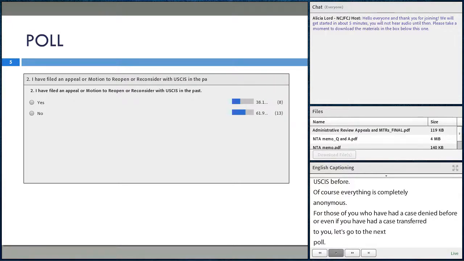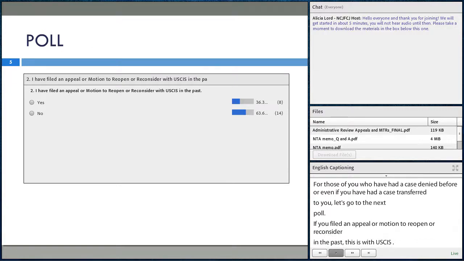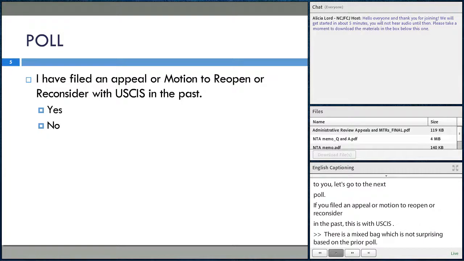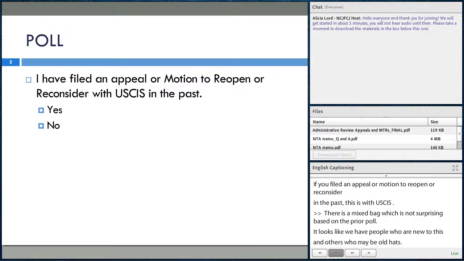Okay. So still a bit of a mixed bag, which is not surprising based on the prior poll. So it looks like we have some people who are very new to this and other people who might be old hats. If you have any questions, if you have experiences that you'd like to share with the group or with us, please put them into the chat during the presentation, and then we can discuss. It's always really helpful when people share their experiences from the field with us.